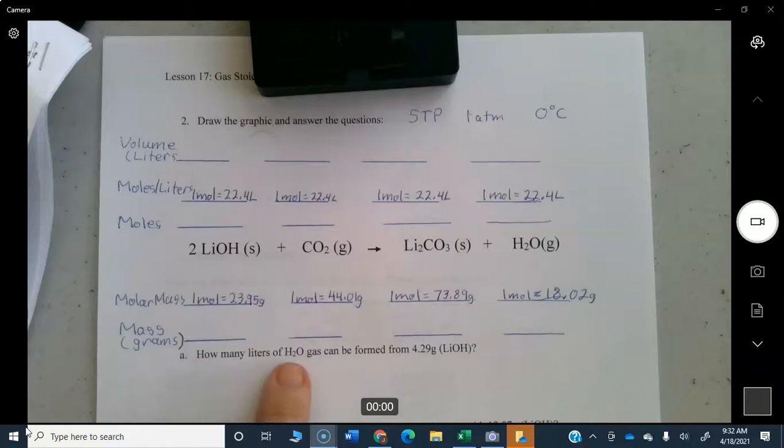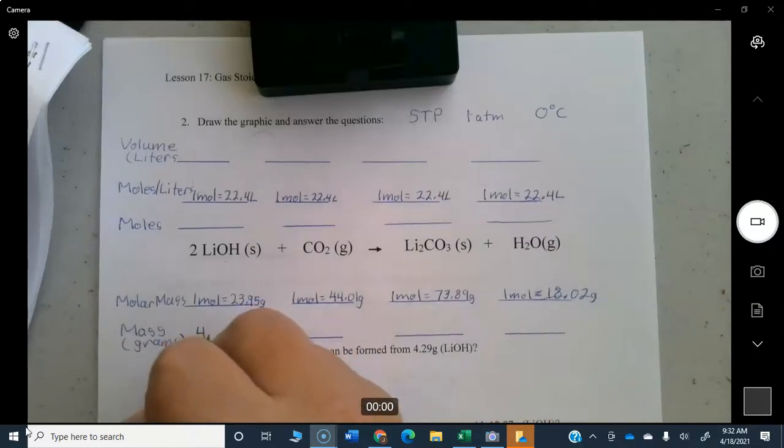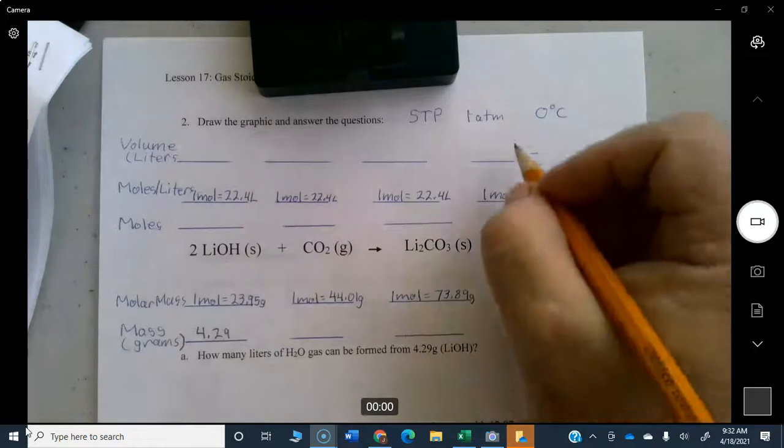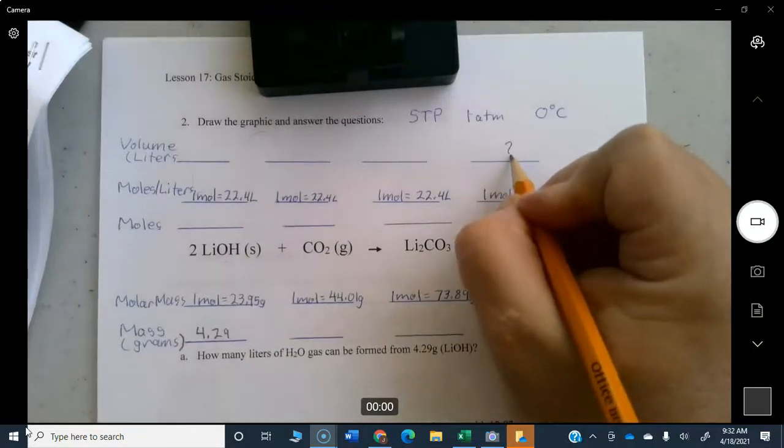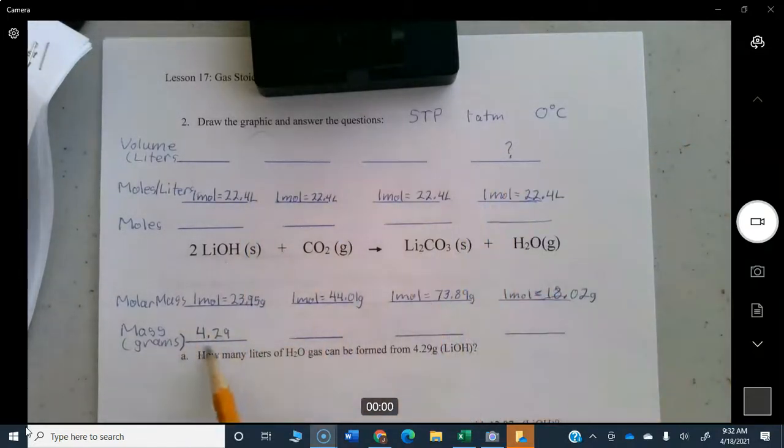So how many liters of H2O gas can be formed by 4.29 grams of LiOH? So LiOH is right here, and grams is down here. This is the grams row. And liters of H2O is up here, and here's the liters row up there. So H2O and in the liters row. So we need to get from here through this conversion. There's your first conversion to get to here.